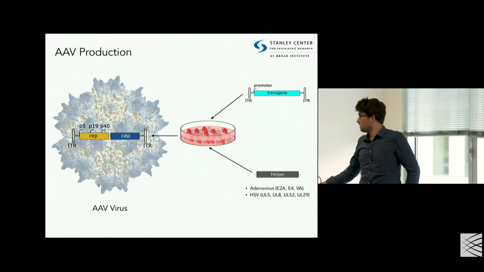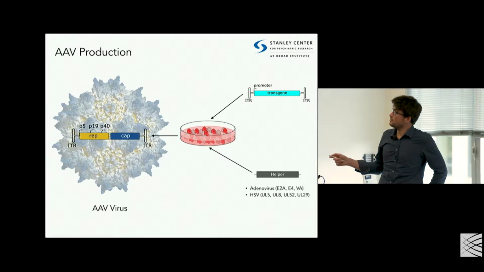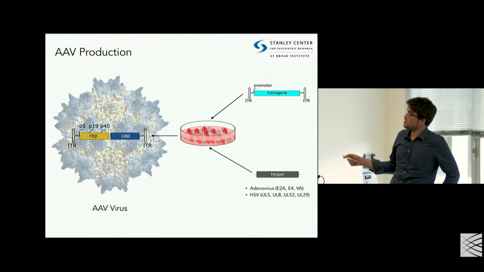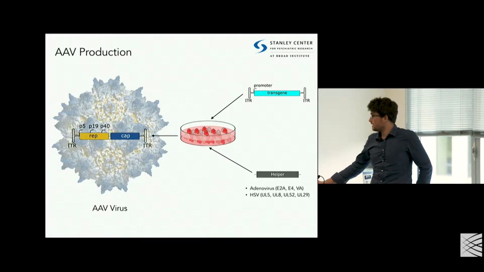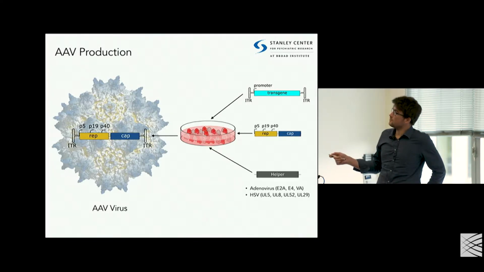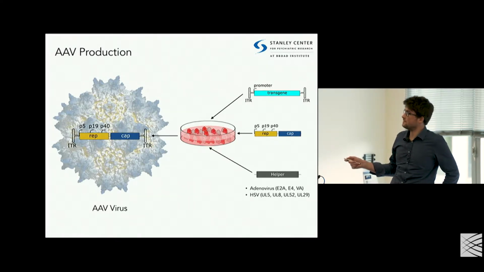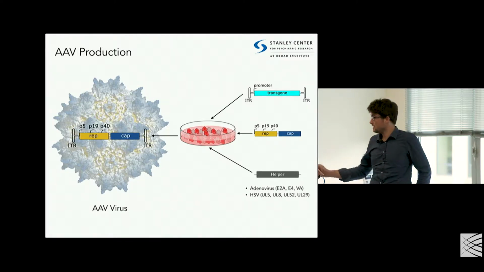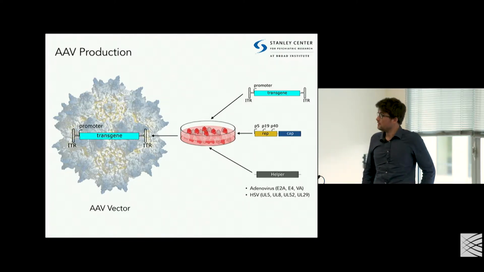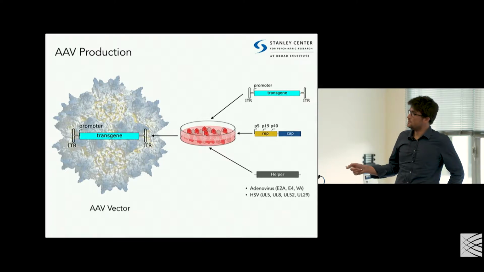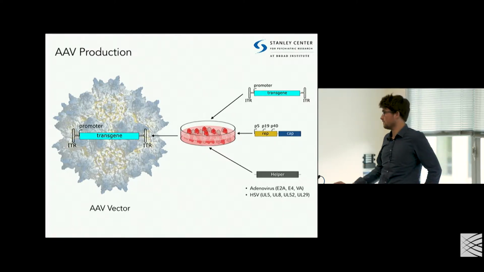Then, when you take that viral genome and replace it with a therapeutic transgene, you can also supplement your mix with a rep and cap in trans, so in another plasmid, in the absence of ITRs. If you do that, then your transgene is going to be packaged, and you can further use that vector for your experiments or for gene therapy.